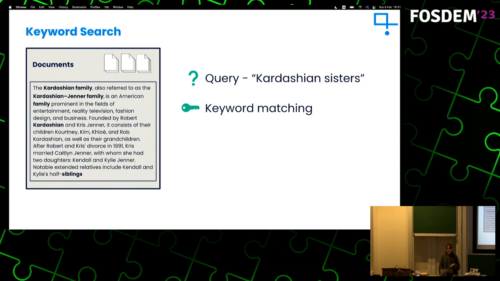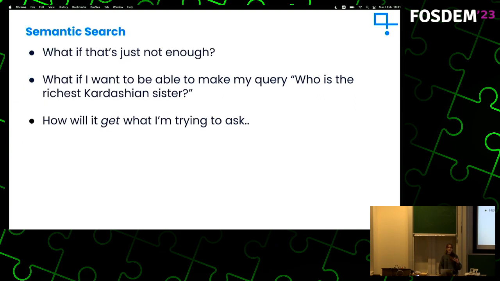Keyword search is still very widely used, but this is the type of result you might get from a corpus of documents you might have. But what if that's just not enough? What if I want to be able to ask something like, who is the richest Kardashian sister? How do I make this system understand what I'm trying to get to?